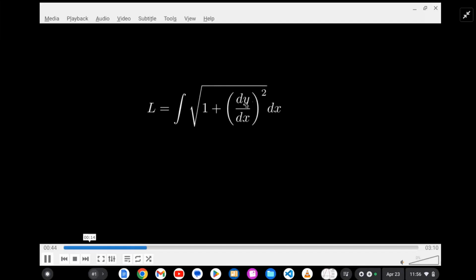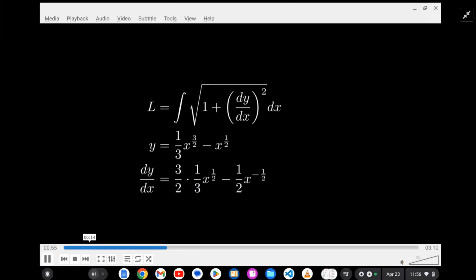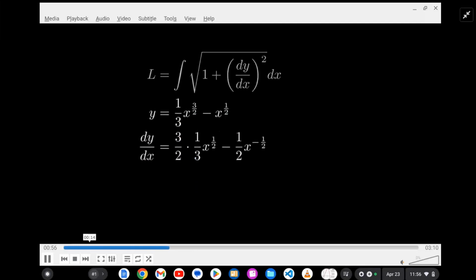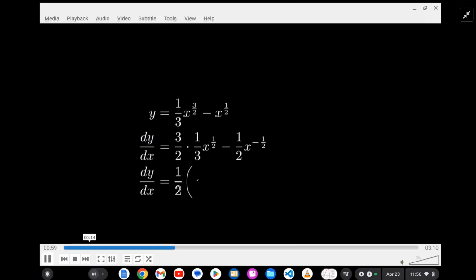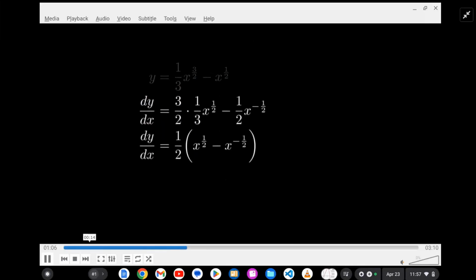All right, so we need dy/dx, the derivative of the function. So let's do that. I recommend that you do each line here on paper, and you can check it here. A little bit of simplifying. Yeah, math is learned by writing, not by watching, I don't think.